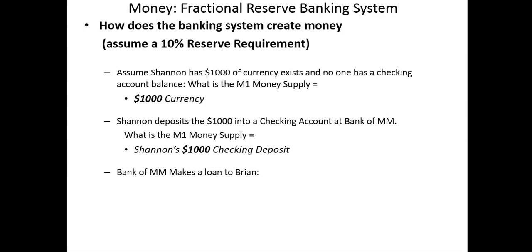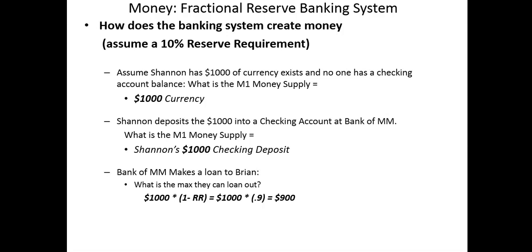Now here comes the magic, right? So let's say that the Bank of MM loans money to Brian, because remember, they don't have to hold on to that $1,000. They can lend some of it out. So let's say they lend out the maximum they could. So what is the maximum of that $1,000 that Bank of MM can loan out? Well, with a 10% reserve requirement, it's 90% of it, or $900. So again, what they can lend out is the amount of deposits they have times 1 minus the reserve requirement. So 1,000 times 0.9, $900.